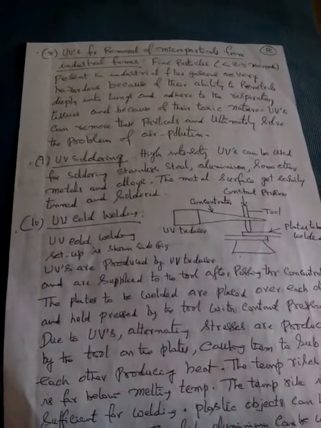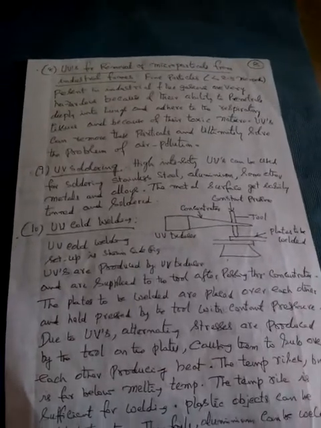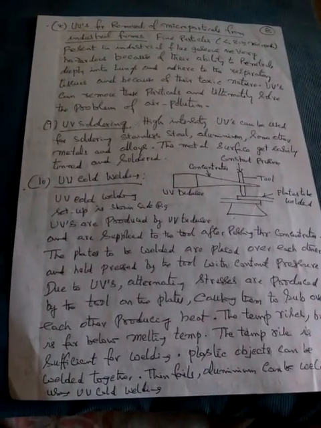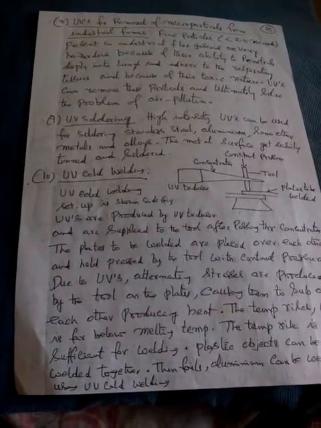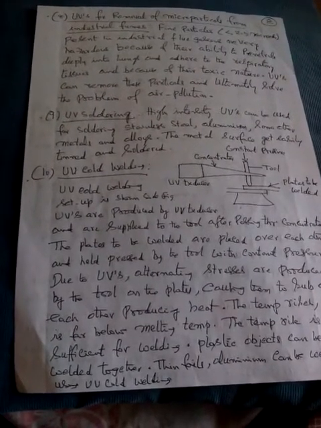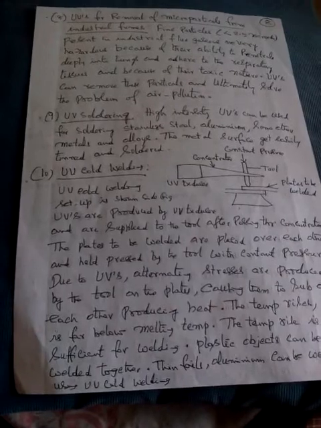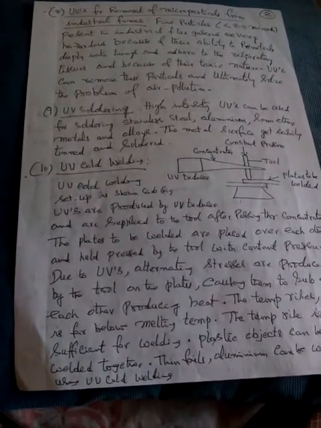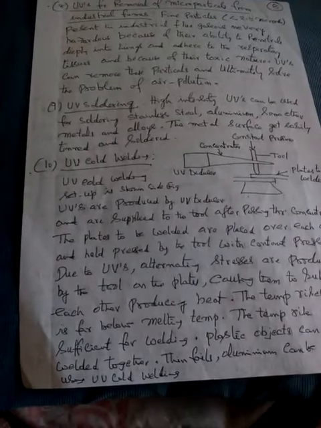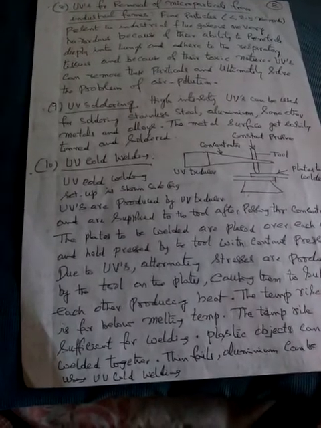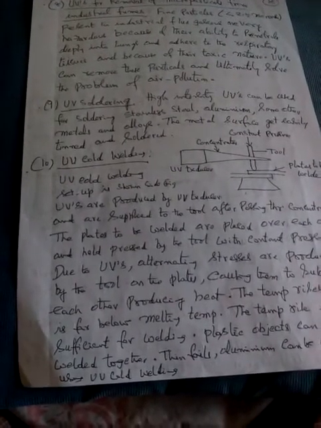Plastic objects can be welded together. Thin foils, aluminum foils, like that. Aluminum foils can be welded using ultrasonic wave cold welding. Here welding is not that hot, so it is not that dangerous.